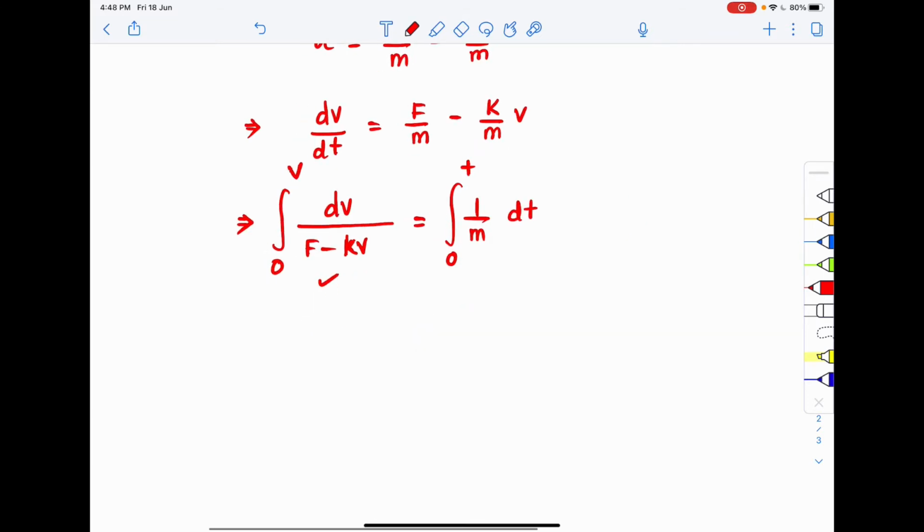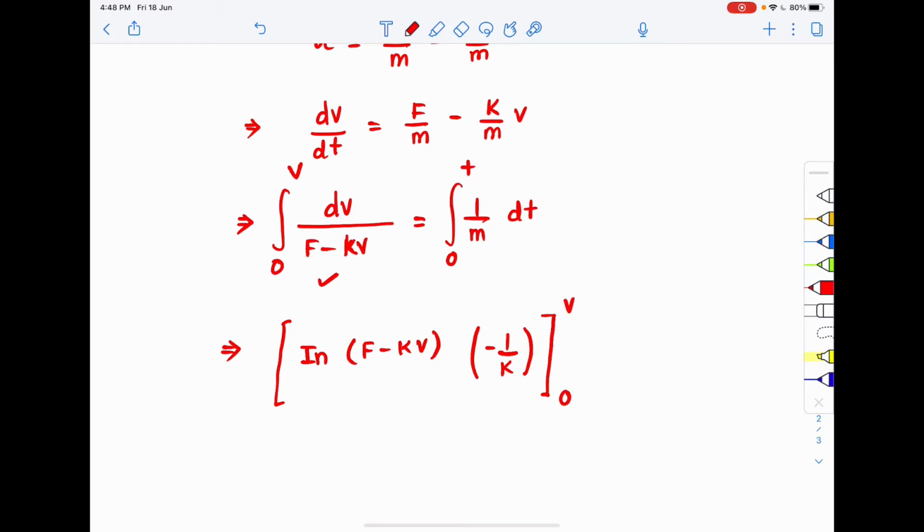Now if I solve the integral, what will we get? This integral will be equal to ln of F minus kv, into minus 1 by k. The limits of velocity are from 0 to v, and this will be equal to 1 by M times t, where the time runs from 0 to t.